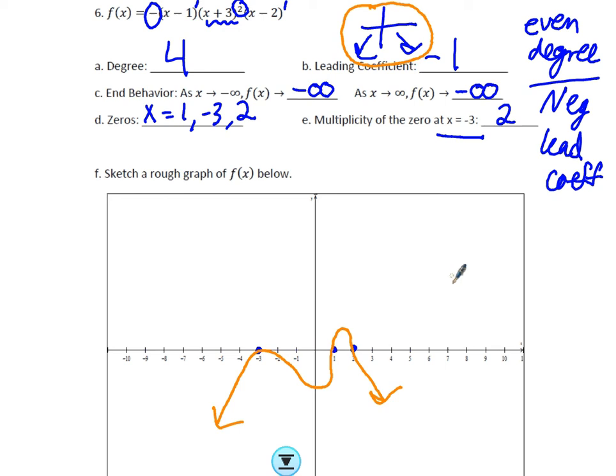Because I had an even degree and a negative leading coefficient, I knew that I had to start down, and if I did everything correctly, I would finish down. Notice how it just touches here at -3 and turns around and then goes through 1 and through 2, because this has a multiplicity of 2, and then these both have a multiplicity of 1.